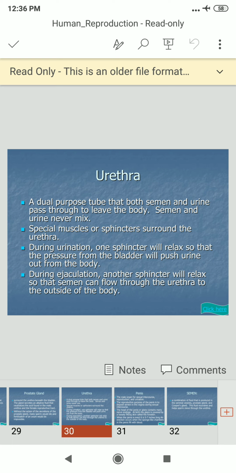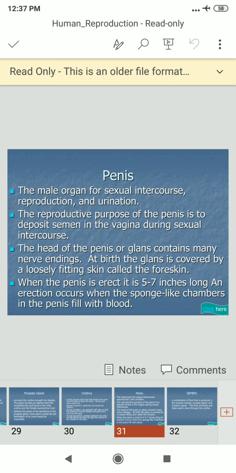The urethra is a dual purpose tube that both semen and urine pass through to leave the body. Semen and urine never mix, and a special muscle or sphincter surrounds the urethra. During urination, one sphincter will relax so that the pressure from the bladder will push urine out from the body. So the important organ is the penis.